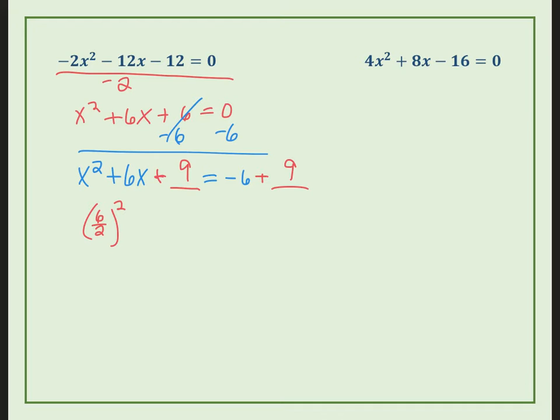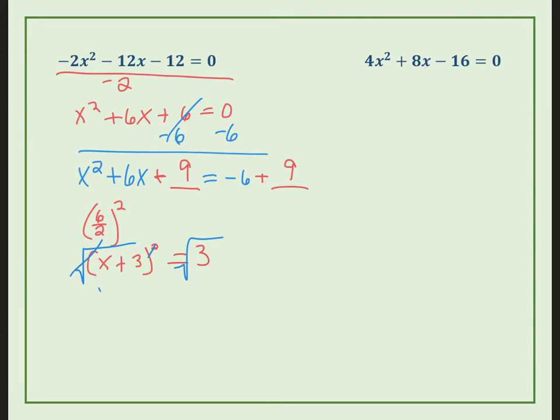I have created a perfect square on the left. x, and then half of 6 was 3. Remember, if I squared that out, I get this trinomial right here, and equals a positive 3. Next step is to take the square root of both sides.